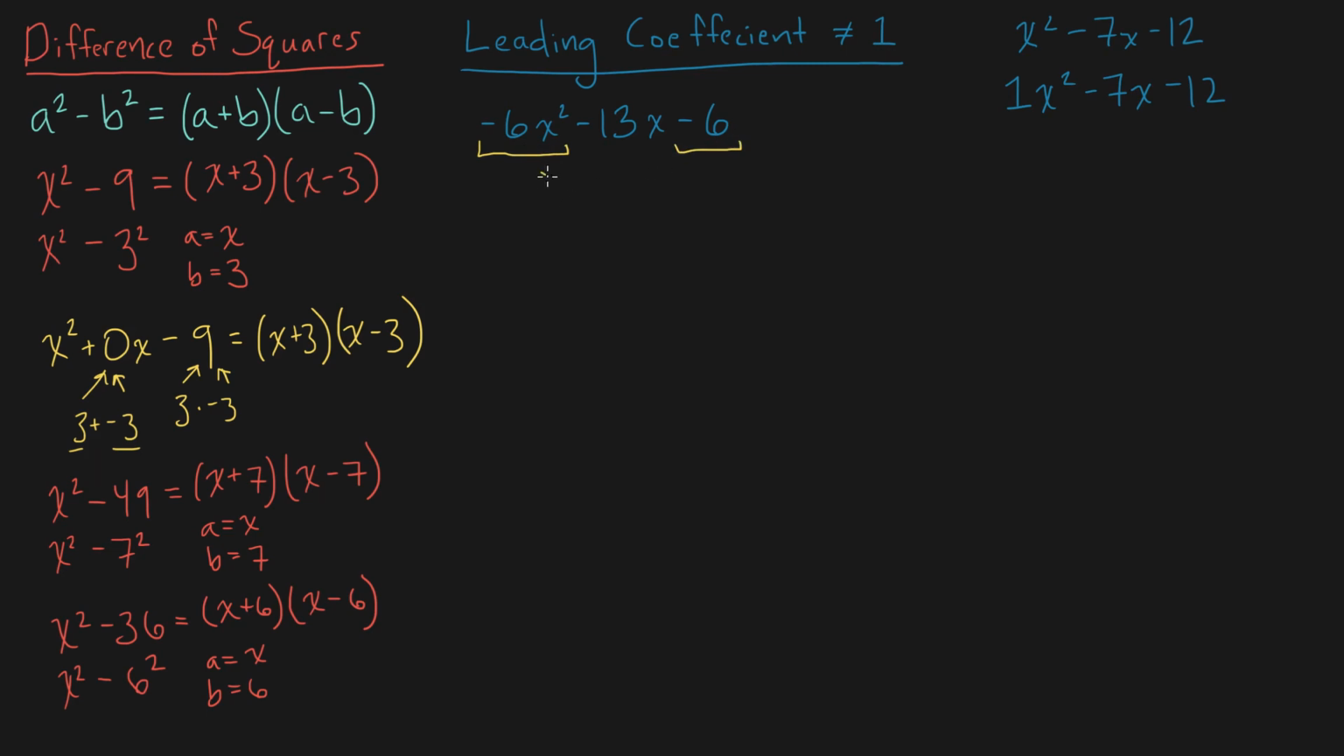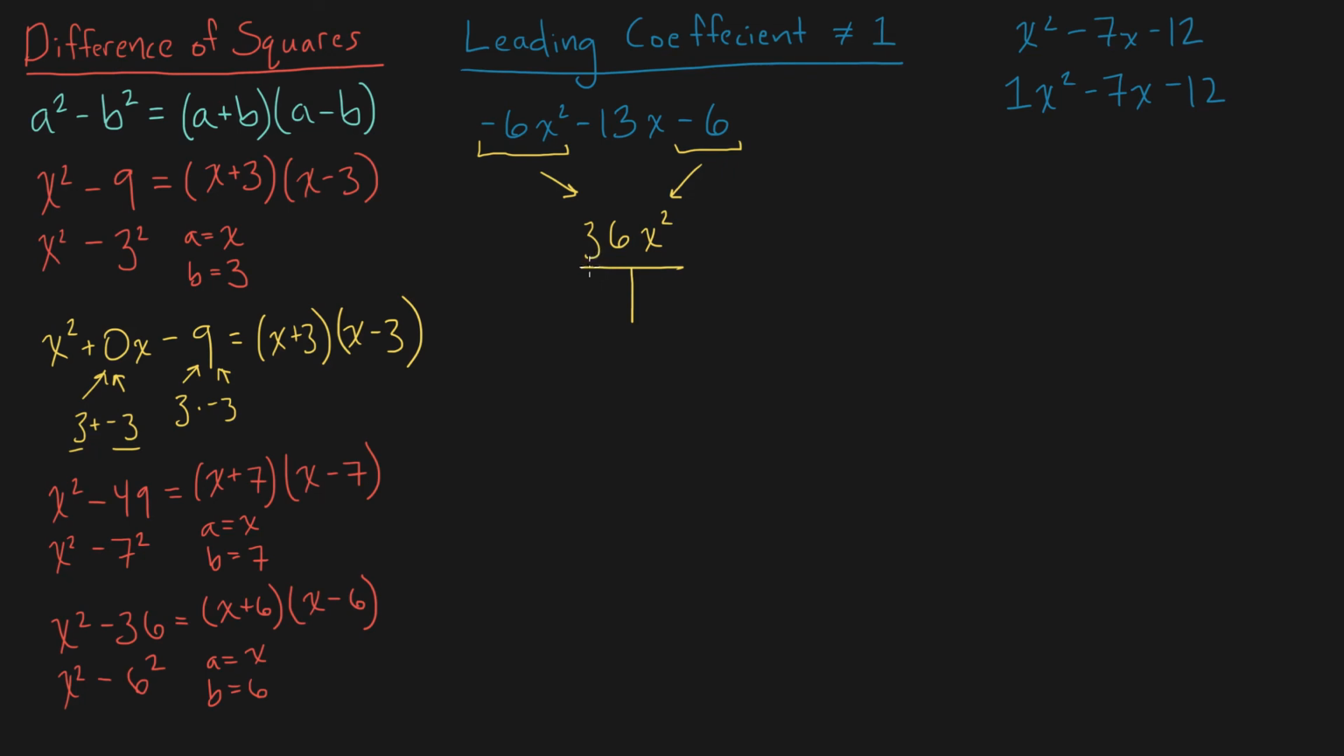I'm going to multiply those two terms together. So negative 6x squared times negative 6 is going to multiply together to 36x squared, because negative 6 times negative 6 is positive 36, and then we have x squared multiplied by that. And then I'm going to write this little line that makes this little T. Now underneath this 36x squared, I want to write two factors that multiply together to make 36x squared, and then add together to make negative 13x.